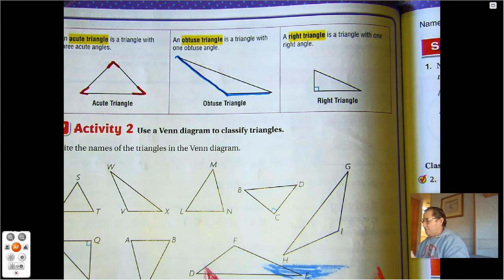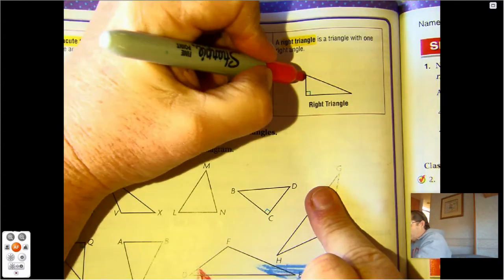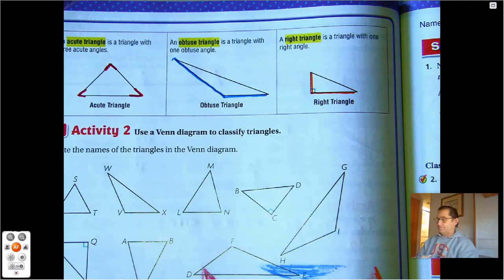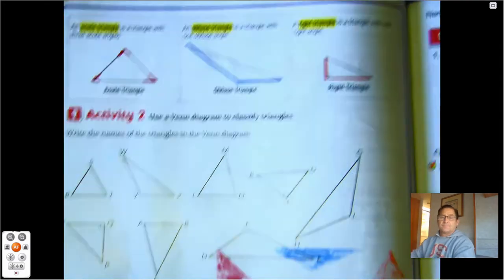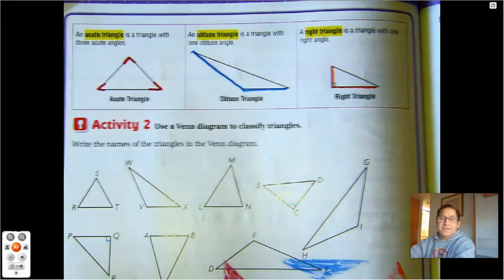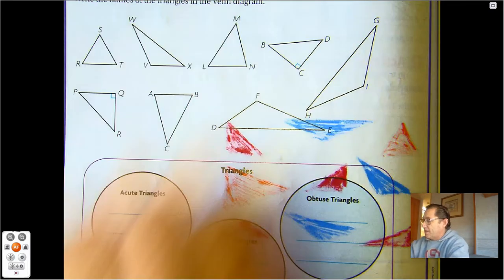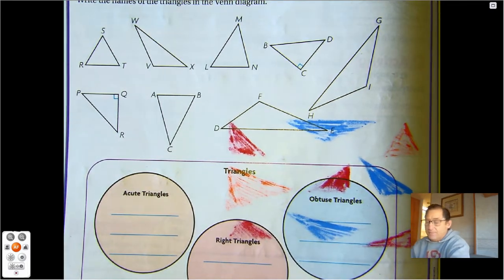And a right triangle is one with a right angle. So we need to know those three definitions. Use a Venn diagram to classify the triangles. Write the names of the triangles in the Venn diagram.